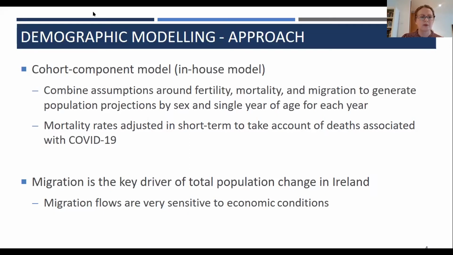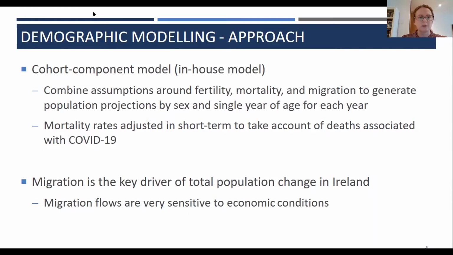So one of the features that's a bit different about Ireland compared to other countries is that migration is the main driver of population change in Ireland. It is also the most volatile component and therefore the hardest to project. Flows are very sensitive to economic conditions, both at home and abroad. So we link our migration projections to projections from our macro model.